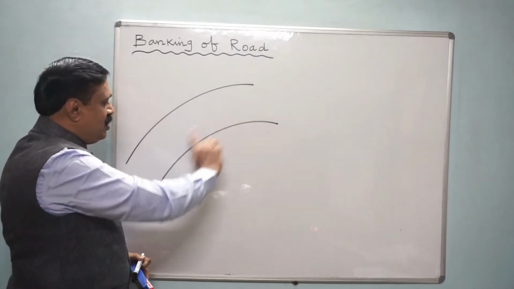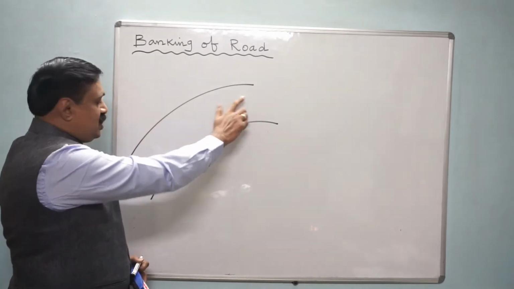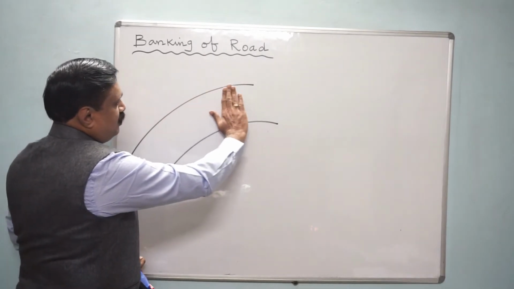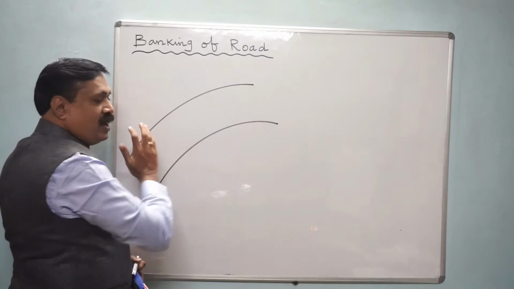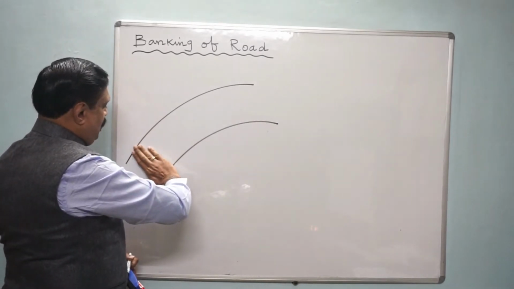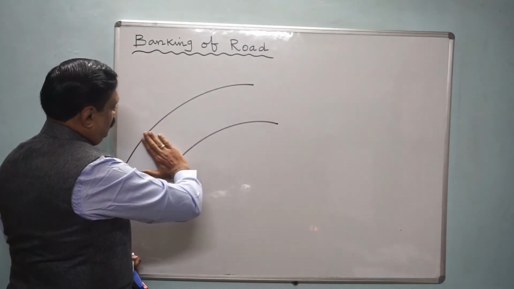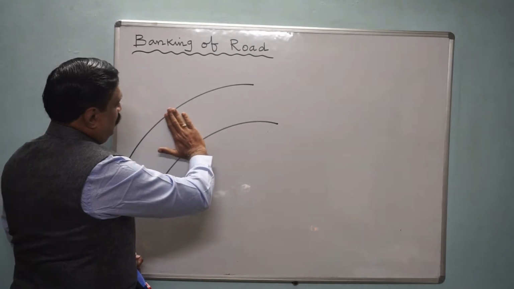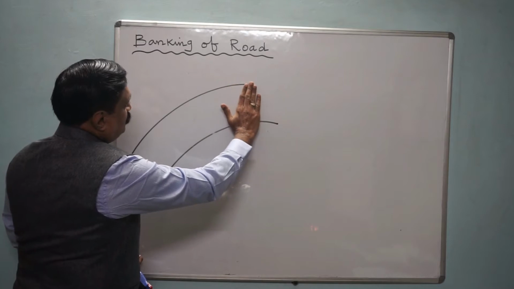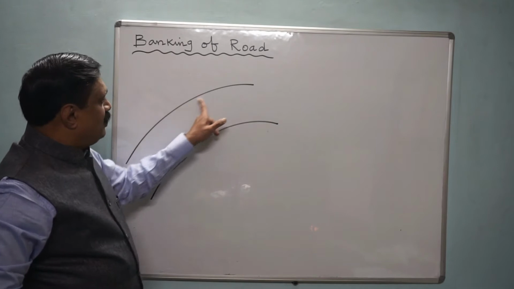This is the curved road. This is the inner edge, and this is the outer edge. See, this is the road. Now this is a normal road. See my hand. Now I am going to elevate. When you go here, I am just elevating, and now it is here. After that, it slowly decreases. That means elevating the outer edge.